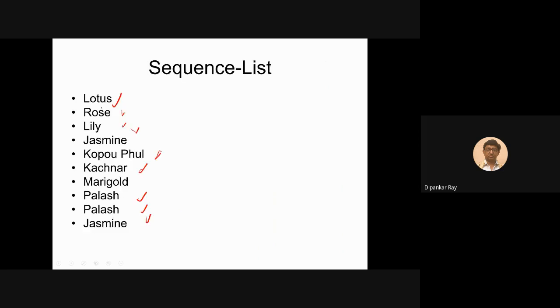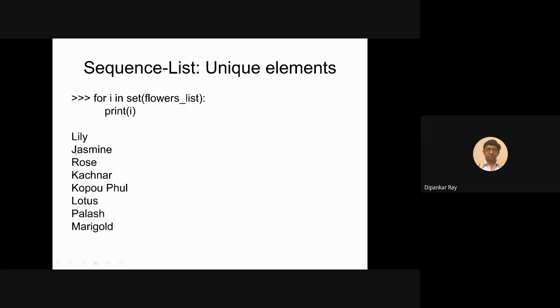We have written for i in set of flowers. So we converted that list to a set and printed it. As soon as it is converted to a set, it will eliminate all the duplicates. So it will delete one polash from there, and it will make a sorted list. It was not a sorted list before, but now it is in lexicographic order: lily, jasmine, rose, lotus, polash.